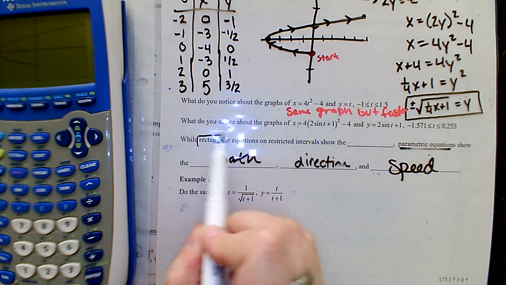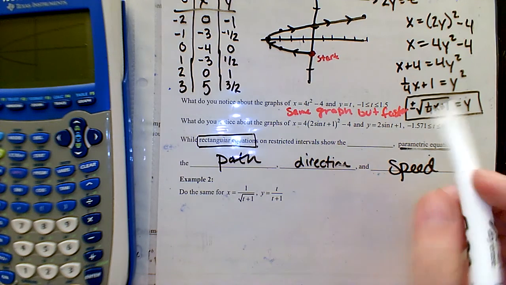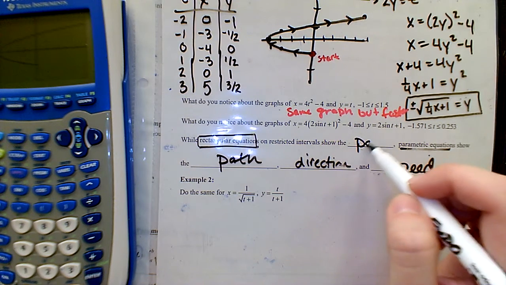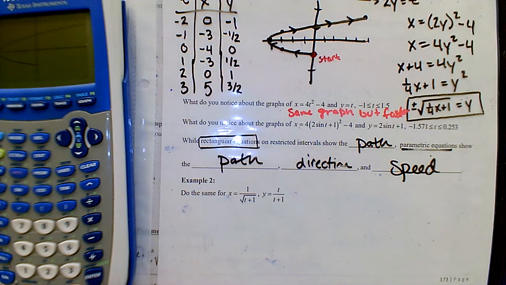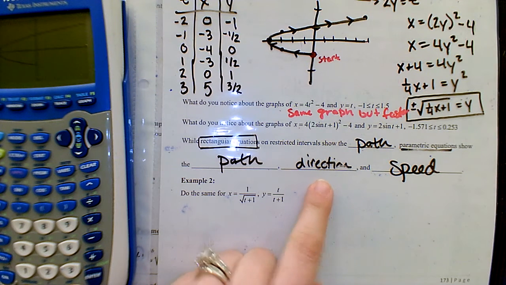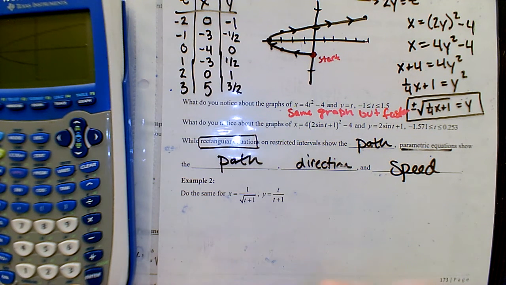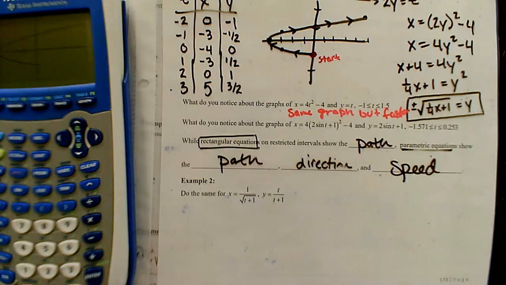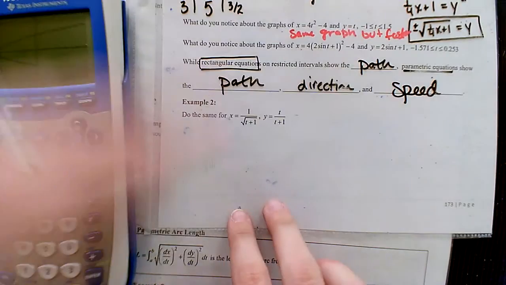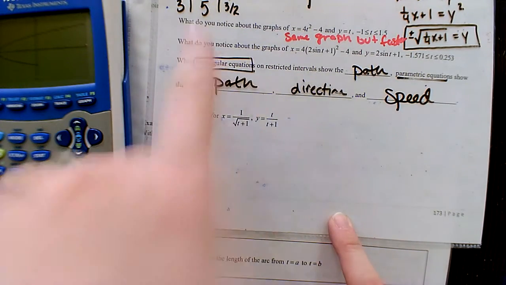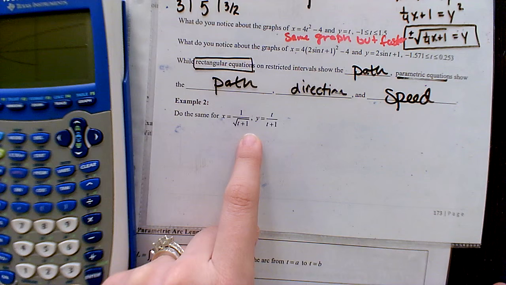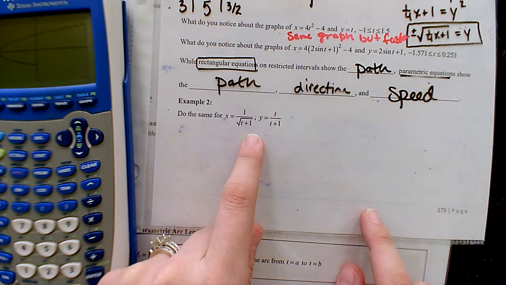While typical x and y coordinate equations might show the path of the object, parametric equations also show the direction, and they can also signify the speed, depending on how fast your calculator can graph it. So we're just going to get used to how these parametric equations operate today. We're going to do the exact same process, but for this new set of parametrics.